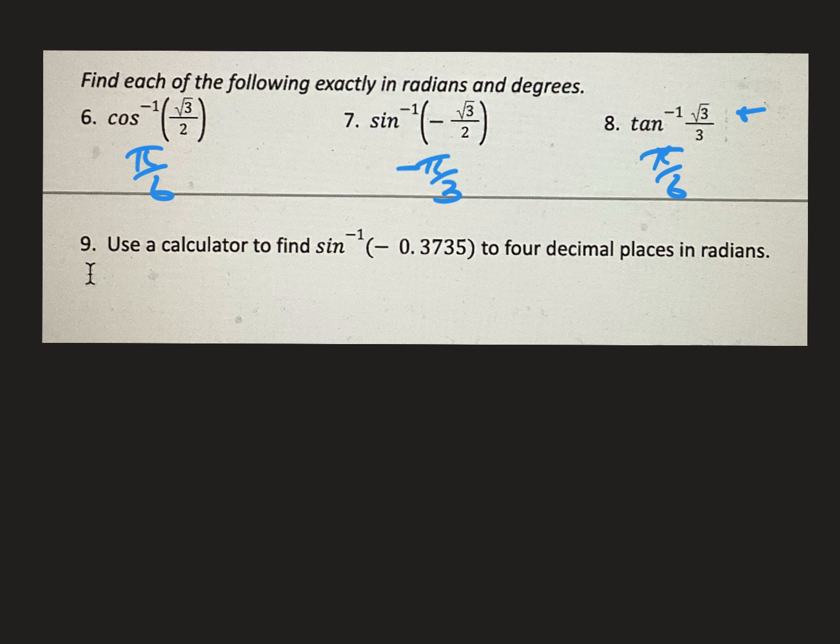Number 9, it says use the calculator to find inverse sine in radians. Okay, so first of all, check your mode. Make sure you're in radians. And once you are, just go ahead, inverse sine or second sine, negative 0.3735. Hit enter. I'm getting this right here, negative 0.3828. And there you have it.